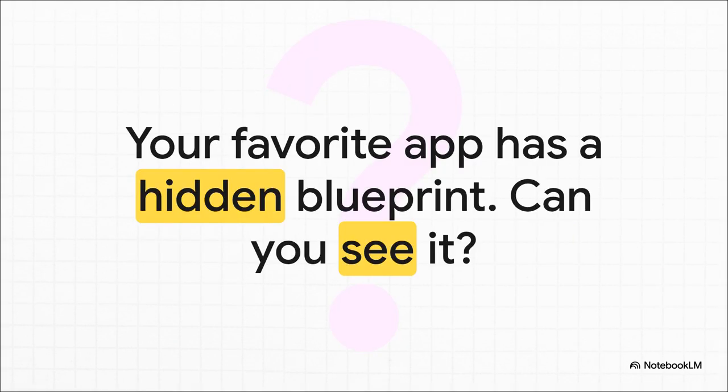So I'll leave you with this thought. The next time you open your favorite app on your phone, I want you to look past the pixels and the buttons. Try to imagine the hidden blueprint that's underneath it all. What were the core services it had to perform? What were the constraints it had to obey? Every great app has one. Now that you know what you're looking for, can you see it?